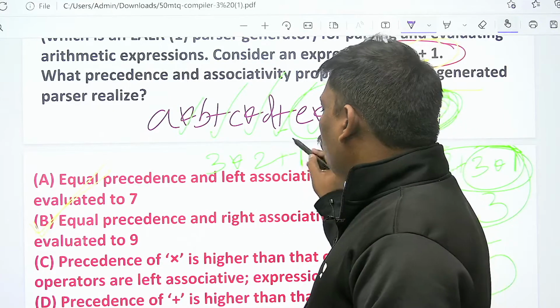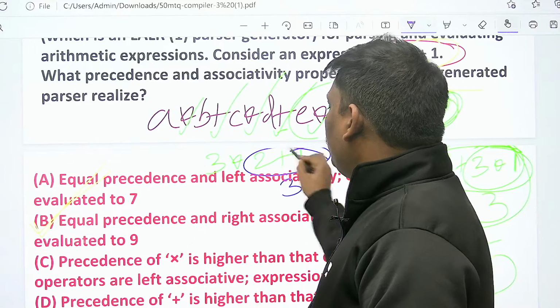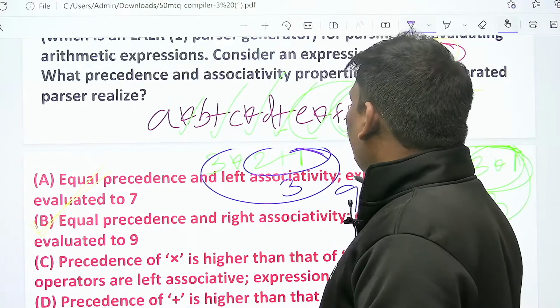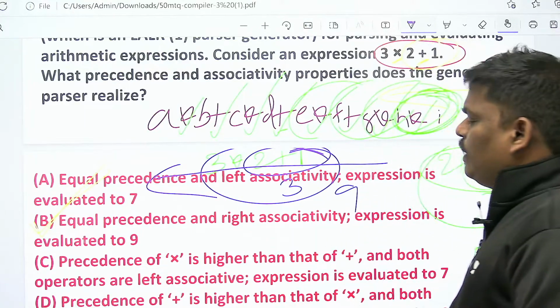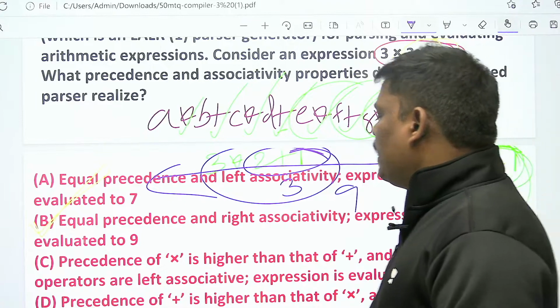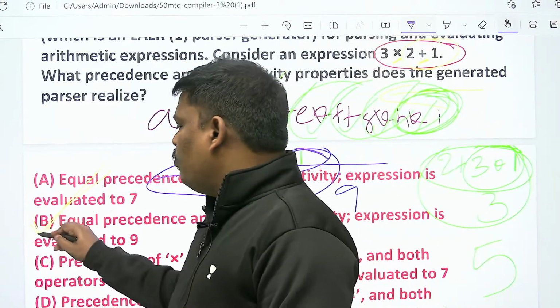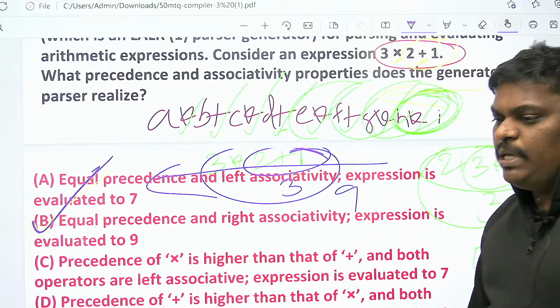3 star 2 plus 1. What is the answer? The last will be done first. 2 plus 1 is 3. 3 into 3 is 9. Which will be done? Right to left. So right to left associativity with the same priority. Equal priority, right to left associativity. The expression will be evaluated to 9. So B is the answer.